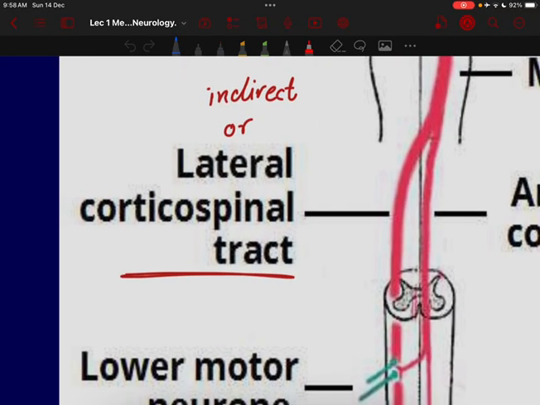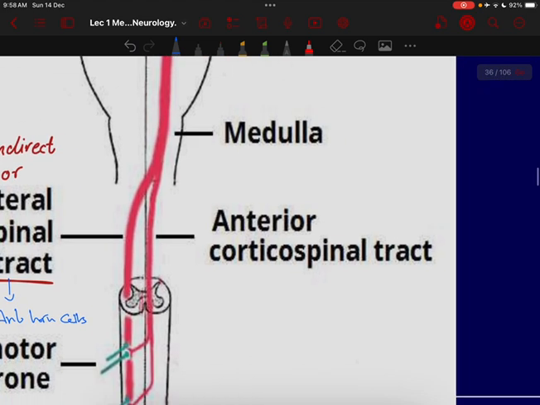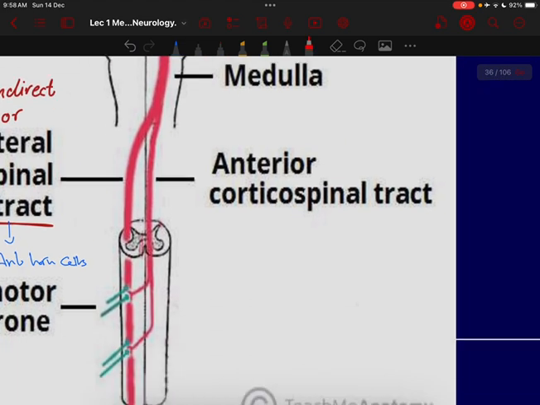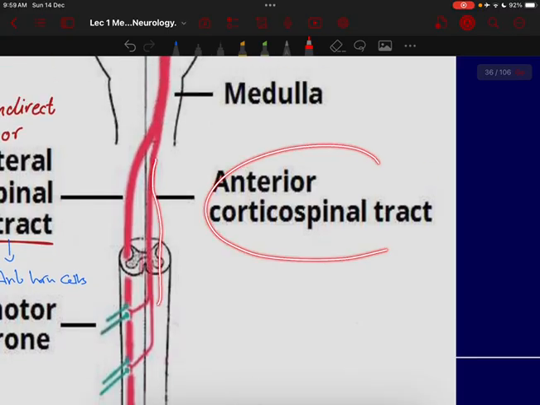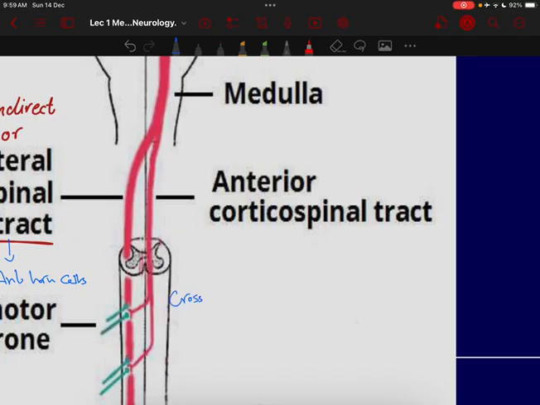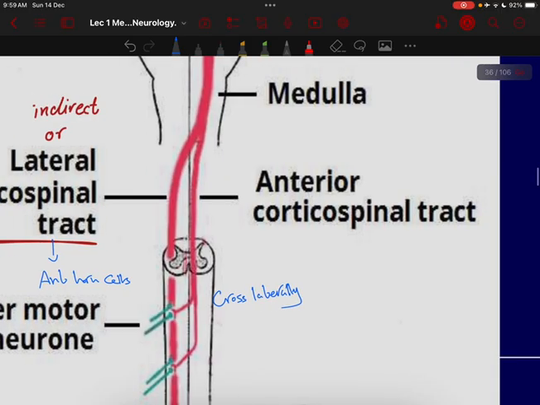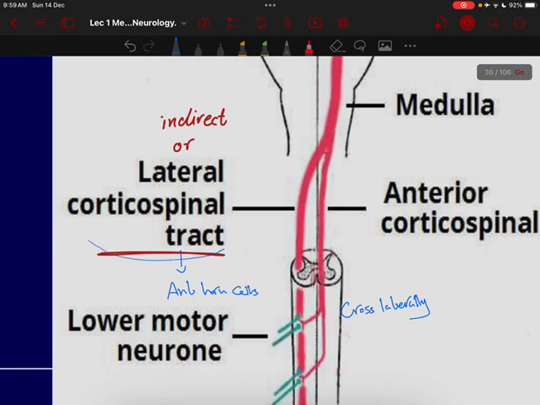We have another fiber called the anterior corticospinal tract, which goes directly, but it crosses later on. The crossing is late in the spinal cord. For the lateral corticospinal tract, the crossing is early, below the medulla, while for the anterior corticospinal tract, the crossing is late in the spinal cord, and it goes to the anterior horn cells. So this is the anatomy of the motor system.